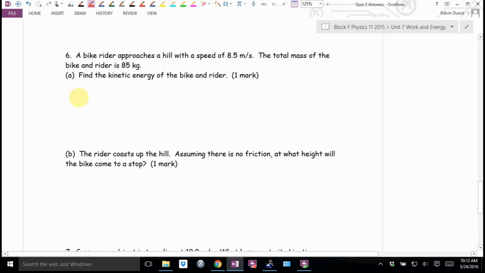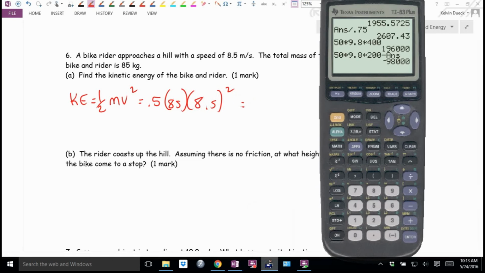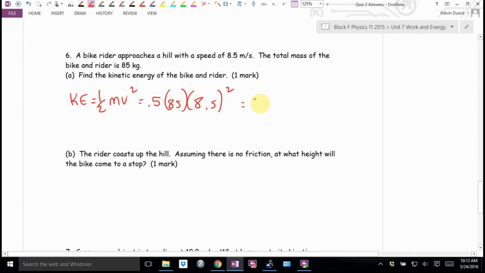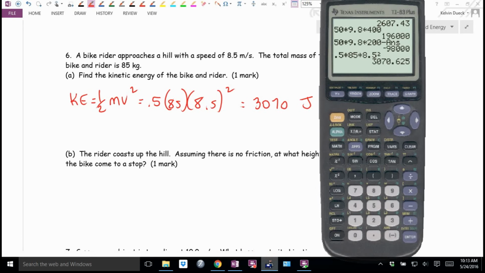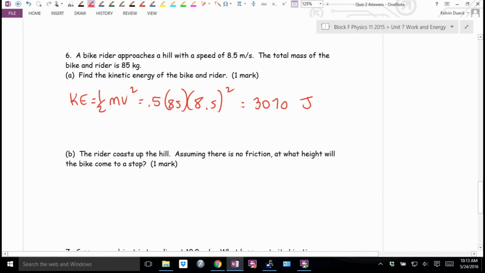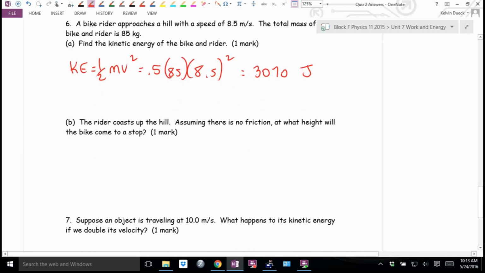Find the kinetic energy of the bike and rider. Well, kinetic energy equals a half mv squared: 0.5 times 85 times 8.5 squared. And I'll go 3,070. Again, you could go 3,070.625. You go 3,071. The rider coasts up the hill. Assuming there is no friction, at what height will the bike come to a stop?